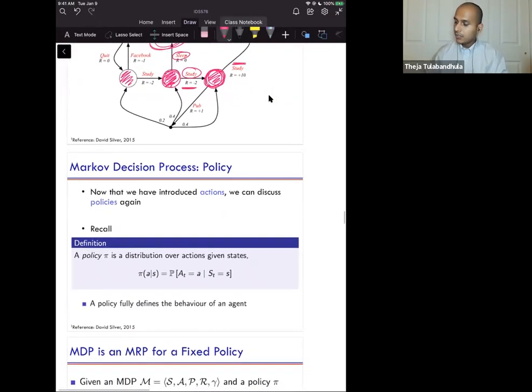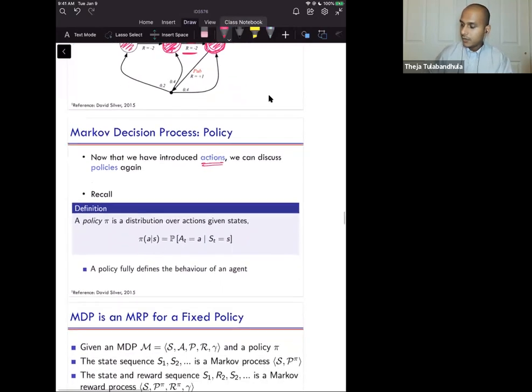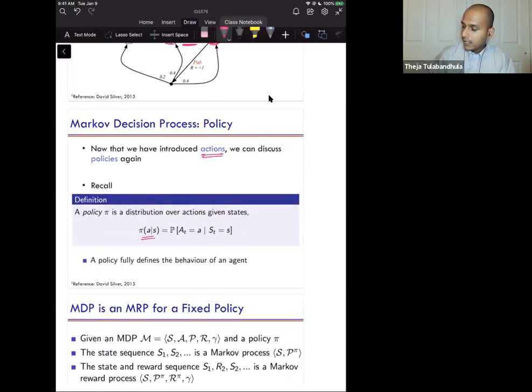So now that we've introduced actions, we can talk about policies again. Now, what is a policy? A policy is nothing but a conditional probability which says, if you're in state S, what action should you take? It could also be just a default action, for example, with probability 1 there's a specific action that you want to take.